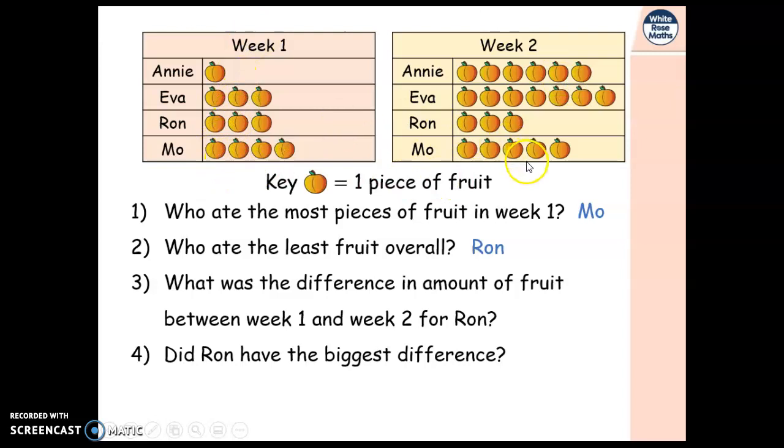So Mo had 4 plus 5 is 9. 1 plus 6 is 7. 3 plus 7 is 10. 3 plus 3 is 6. So this is the lowest number. It's Ron.